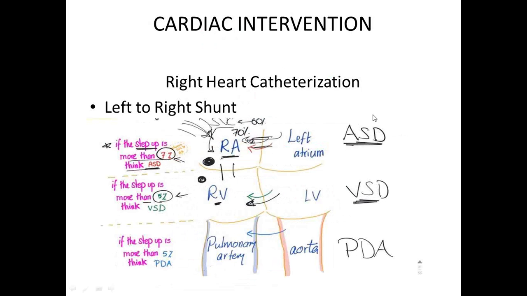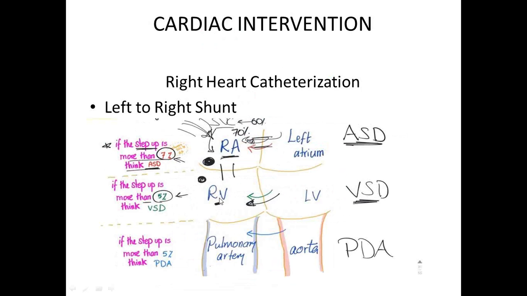When you have an atrial septal defect, you have a communication between the left atrium and the right atrium. And if your step up is more than 7%, you have to think that there is some communication between the left atrium and the right atrium. Usually it's probably ASD, but remember, you can have anomalous pulmonary venous return as well. So we talk about a step up of 7% or more.